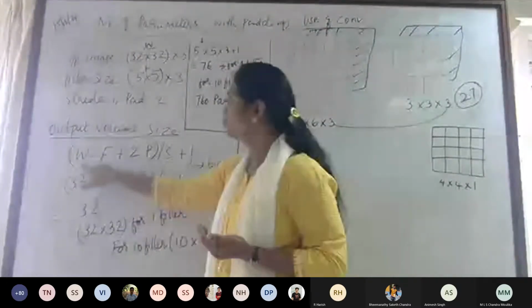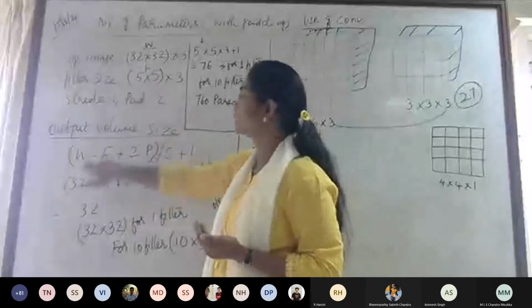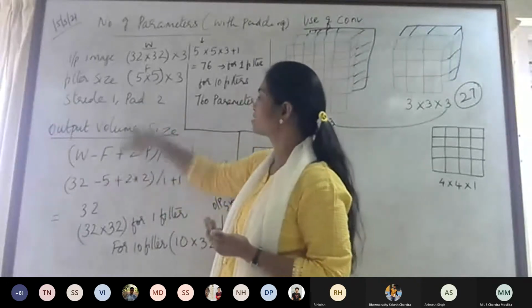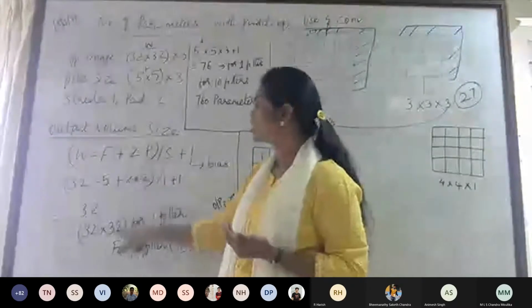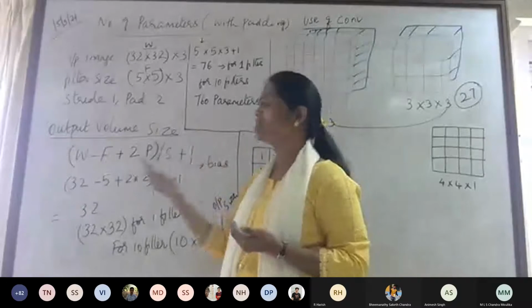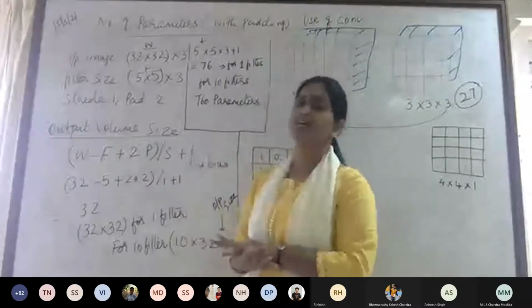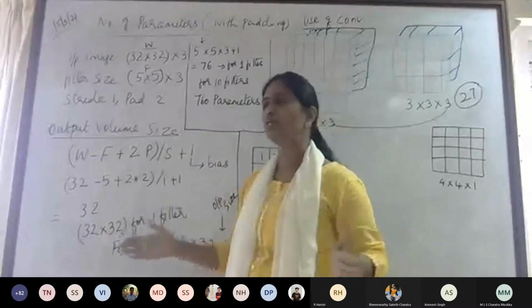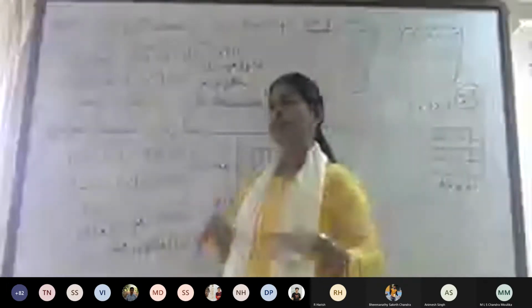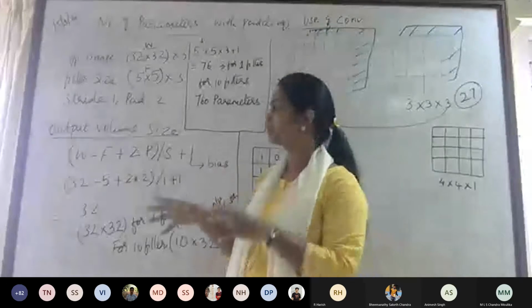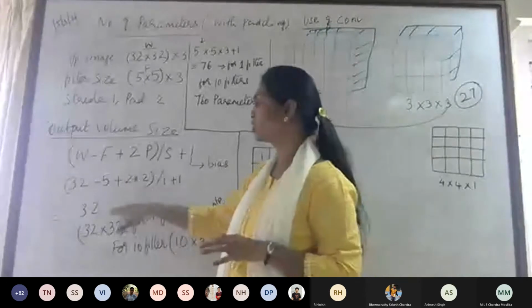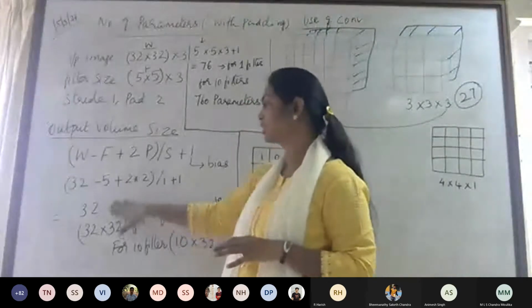So now the window size or the image size is 32, minus filter size 5, plus padding 2. So this results once again in 32. That means after filtering, you will get the output size the same as the input image size. You are not losing the boundary information in your image after performing the convolution operation. So this is the output volume size you are getting.